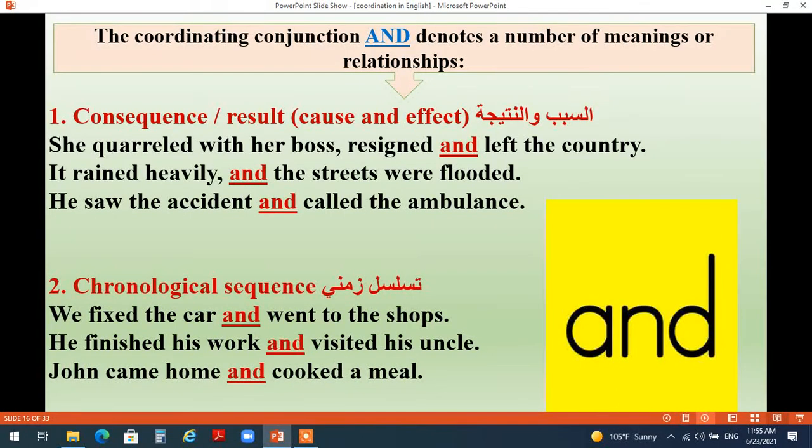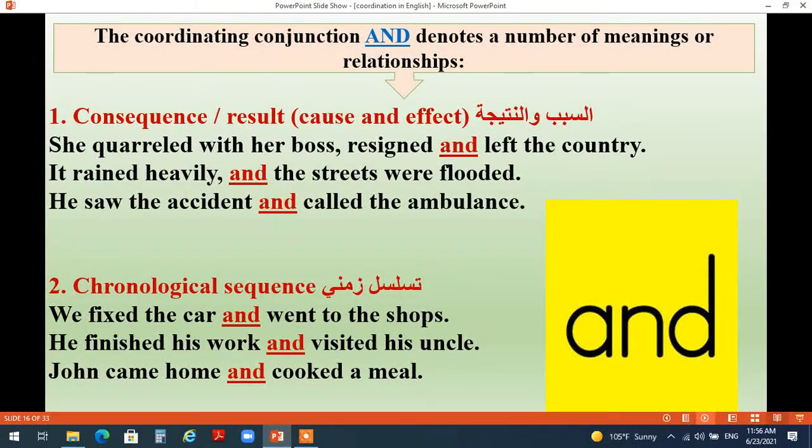For example, she quarreled with her boss, resigned, and left the country. Here we have a number of actions taking place, one as a result of the other. So, why did she resign? Because she quarreled with her boss. And why did she leave the country? Because she resigned after quarreling with her boss.